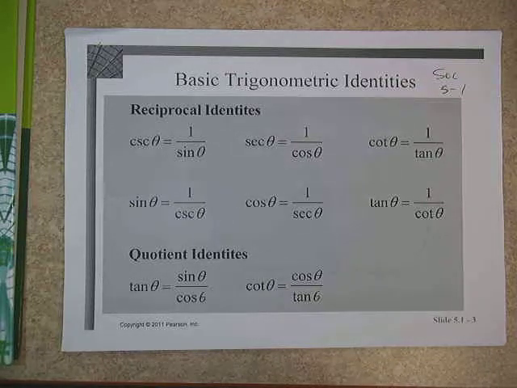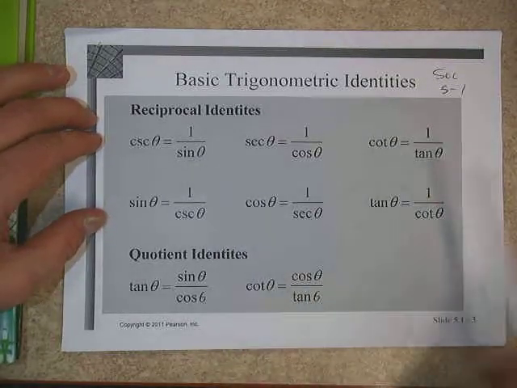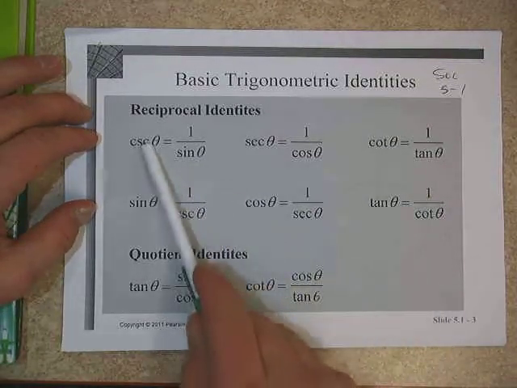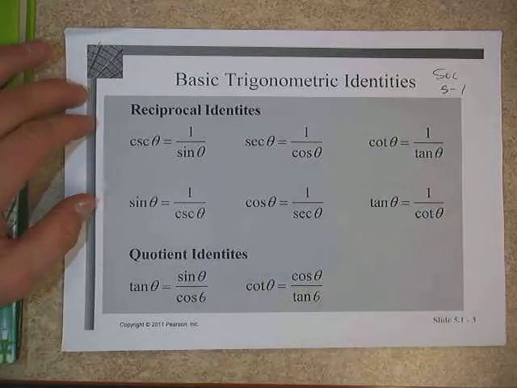Okay, on this slide we have our basic trigonometric identities, which ultimately are just the reciprocal relationships between cosine and secant, cosecant and sine, cotangent and tangent. They can be written in terms of any one of the six.